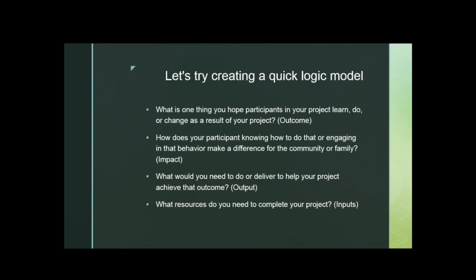Excellent. Well, that moves nicely, Mary Drew, into deliverables, which is the third question: what do you need to do or deliver to help your project achieve that outcome? An outcome that seems to keep coming up that people really like is this idea of your participants connecting with each other and creating these networks. So what do you need to do as part of your project to make that happen? Those are your outputs. What do you think?